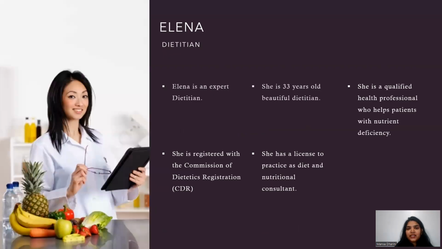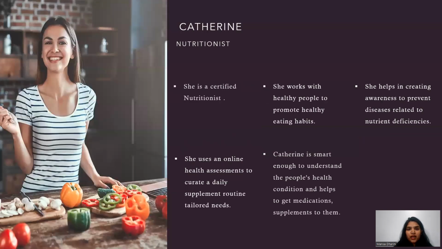So I would like to discuss about the personas. So we have Elena, the dietitian. Elena is an expert dietitian who is 33 years old. She is a qualified health professional who helps patients with nutrition deficiency, and she is registered with the CDR. She has a license to practice as a dietitian and a nutrition consultant.